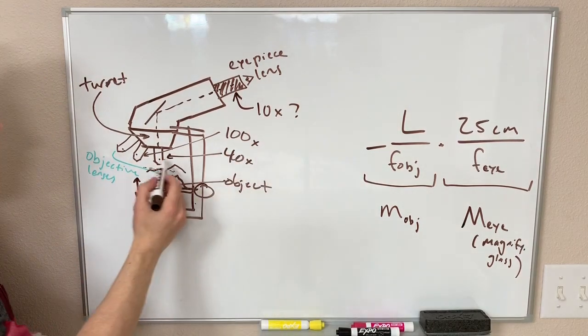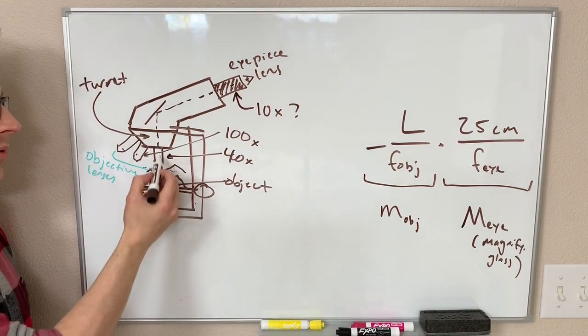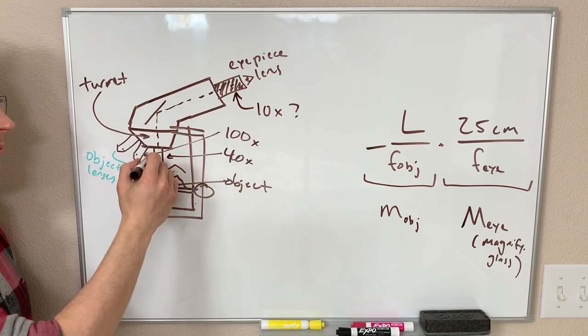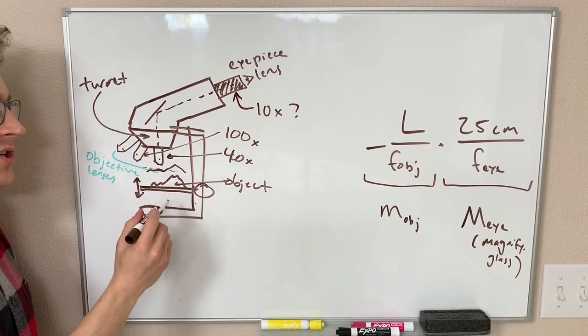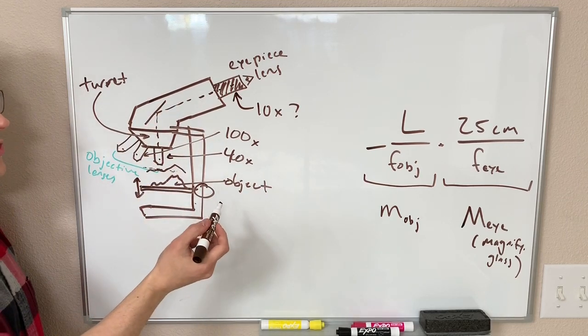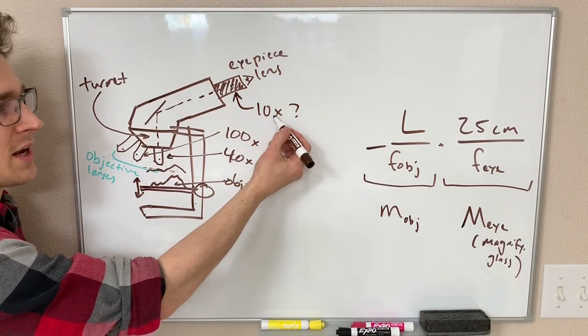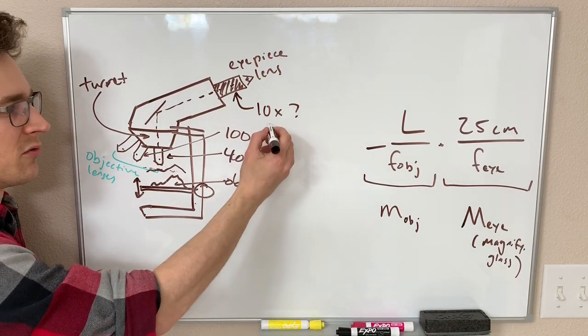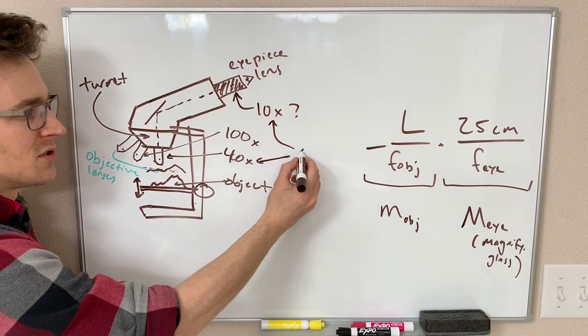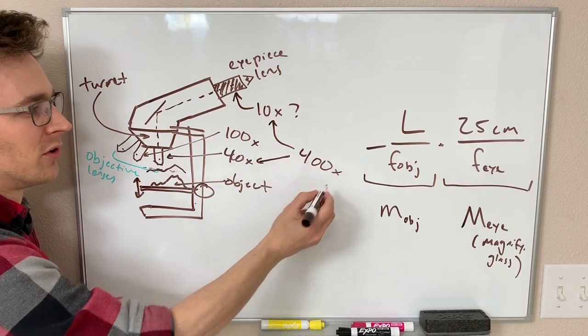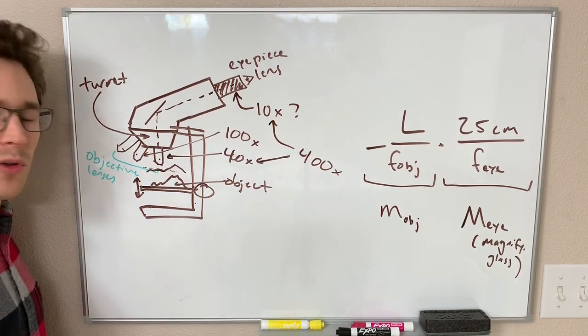So if you have your 40x objective lined up under your microscope with your object, that means the total magnification you get is the product of these, right? So you have a 10x eyepiece and a 40x objective. That gives you a total magnification of 400x when those are the two you are using.